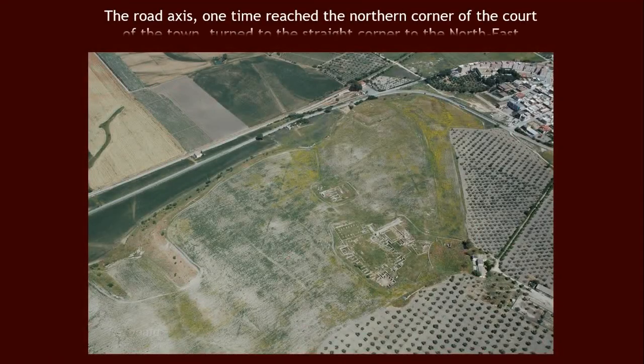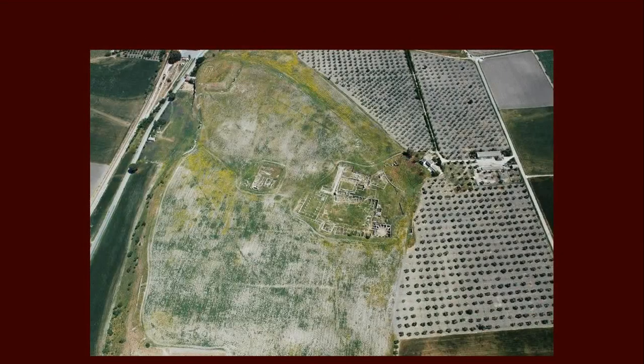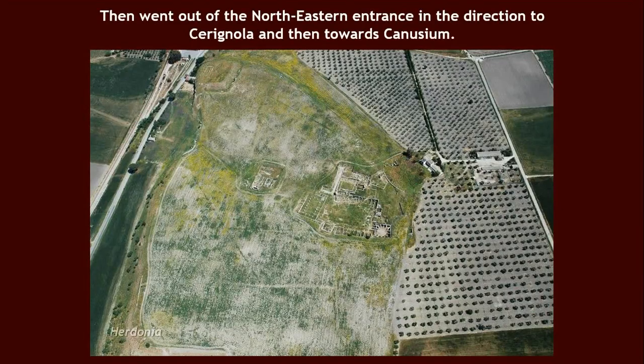The road axis, once reached the northern corner of the court of the town, turned at a right angle to the northeast. Then it went out of the northeastern entrance in the direction of Cerignola and then towards Canusium.